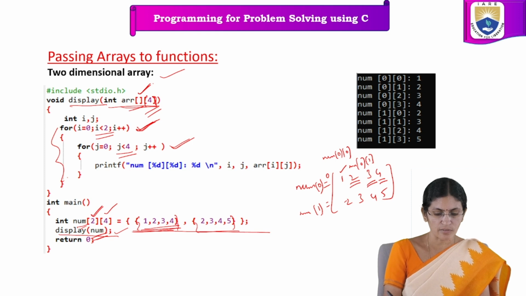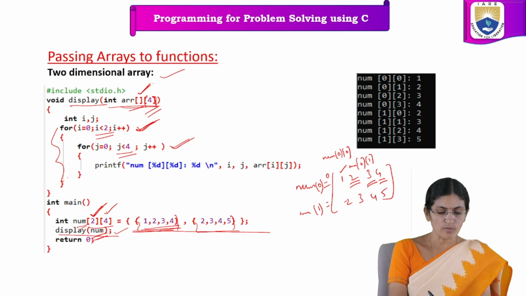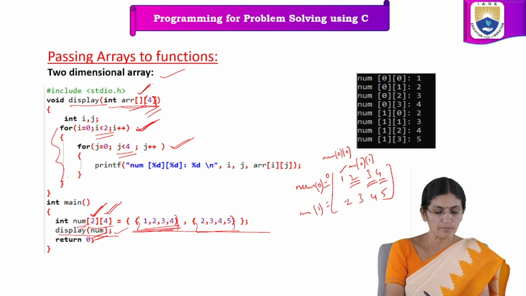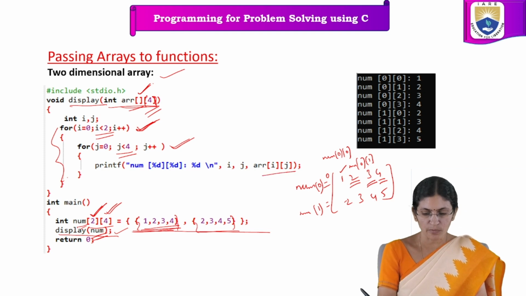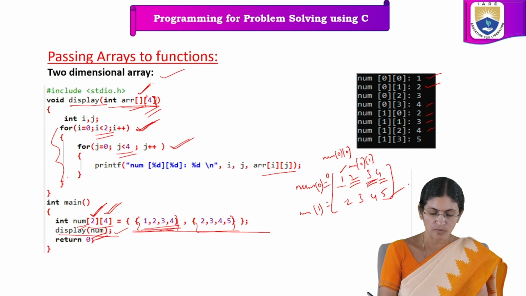Since the size of the array is 2 by 4, the row size is 2 and the column size is 4. So total elements in this array are 2 times 4, which is 8. This is the output of this program. num of 0 0 is 1, num of 0 1 is 2, then 3, 4, 2, 3, 4 and 5. So this is the order in which the elements are printed.